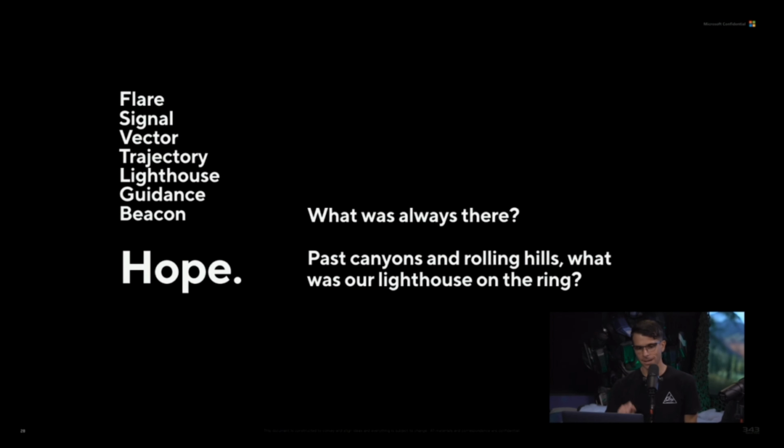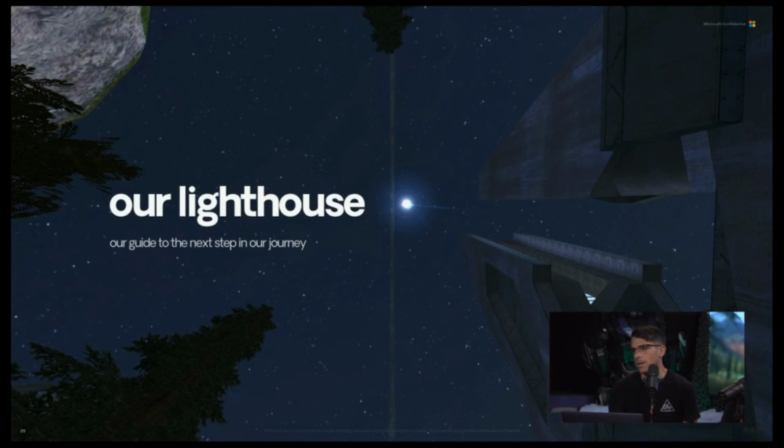So what was always there? Past the canyons and rolling hills, what was the lighthouse on the ring? What was that thing in Halo 1? It ended up being these. These were something that were in Halo 1.